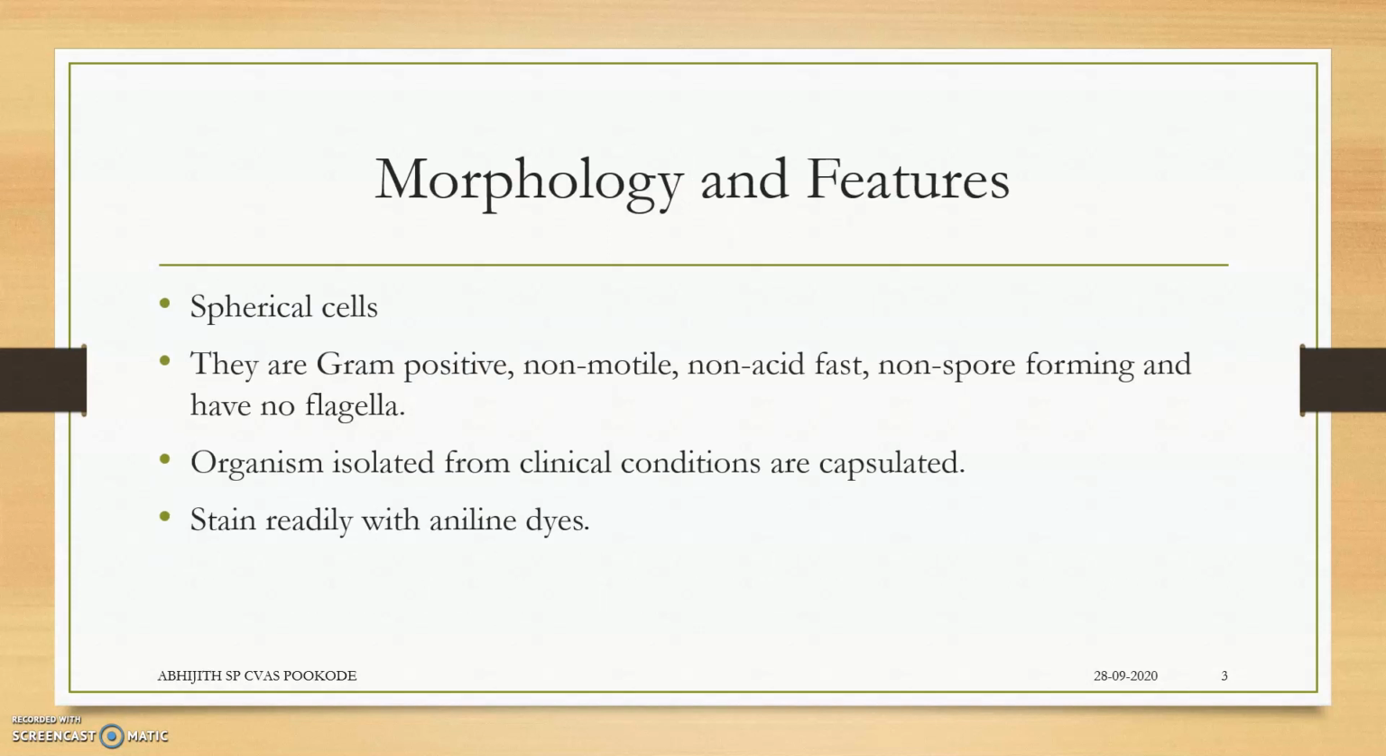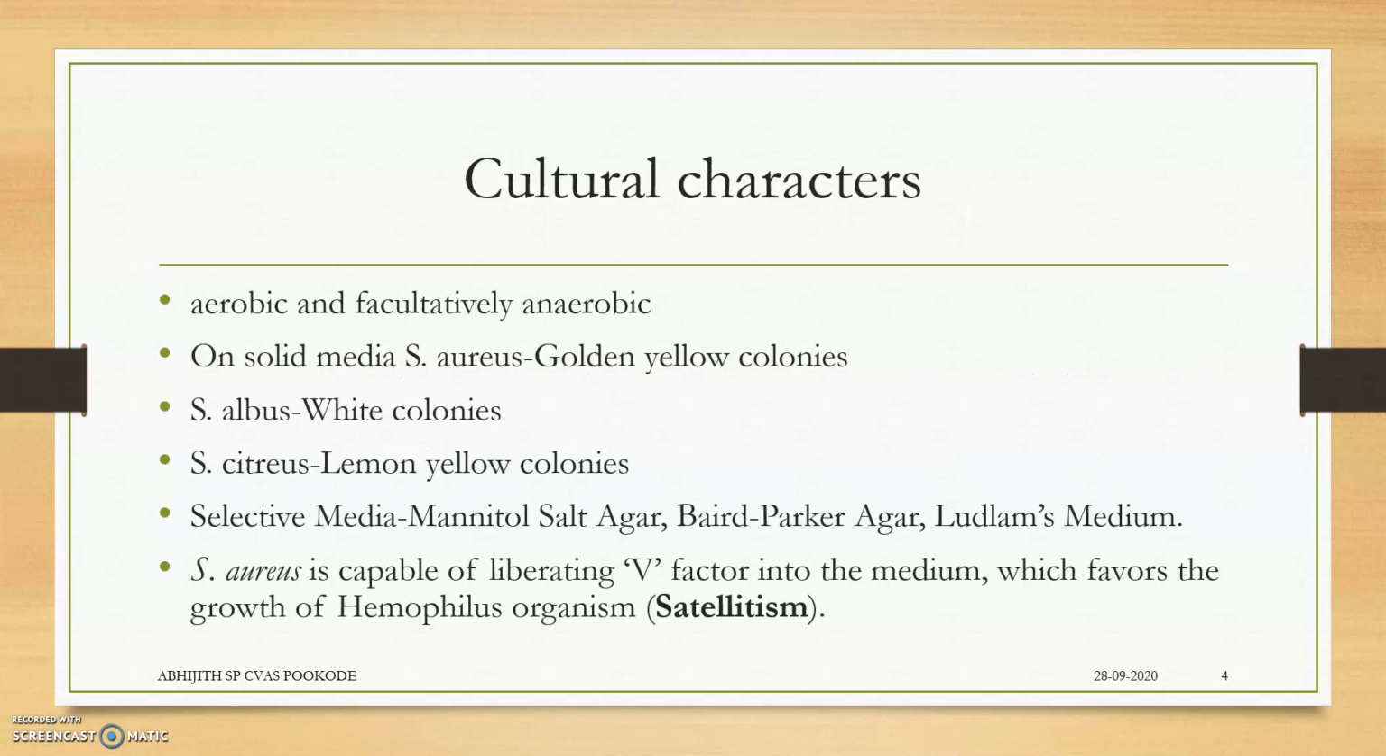So, morphology, they are actually cocci, so spherical cells, stain readily with aniline dyes, and they are non-acid fast, non-motile, non-spore forming. That is, they have no flagella, and are gram positive. That is, they will have a larger amount of teichoic acid.